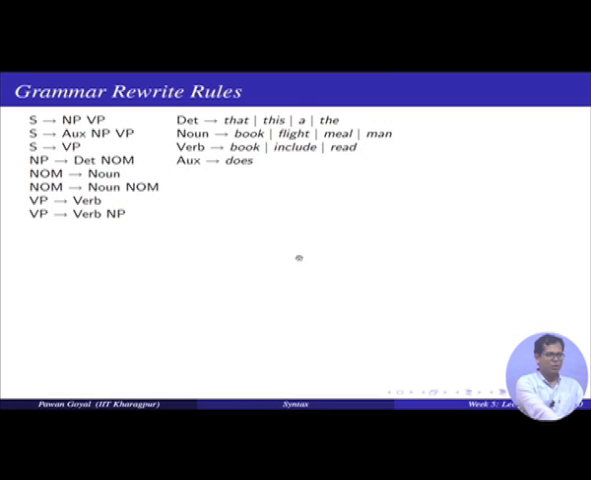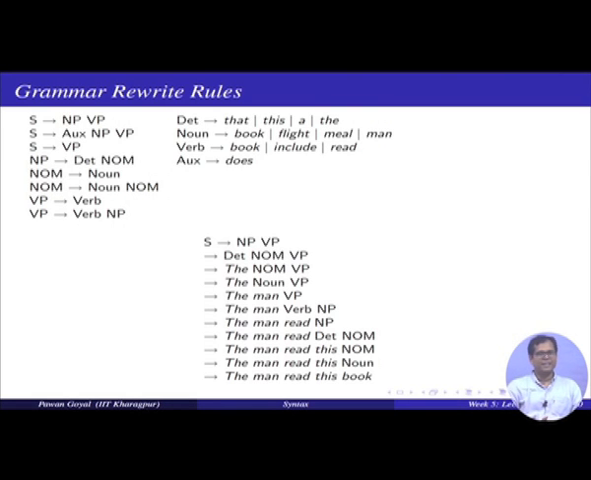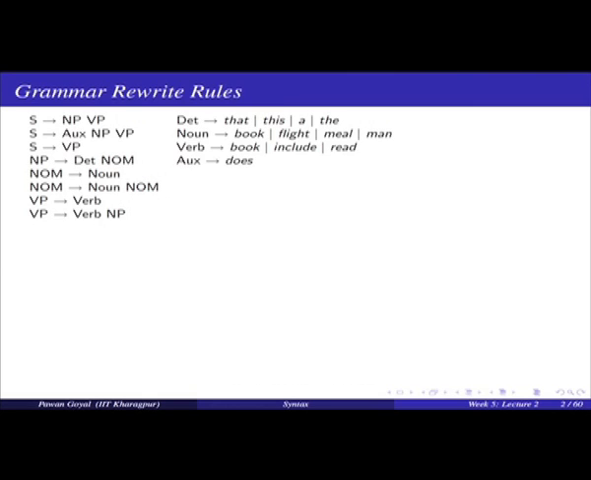And now, using this grammar, I can write various sentences. For example, I want to write the sentence, the man read this book. Now what kind of rules in the grammar do I use so that I can generate this sentence? So I have to write the man read this book. Let me do it quickly on the paper.